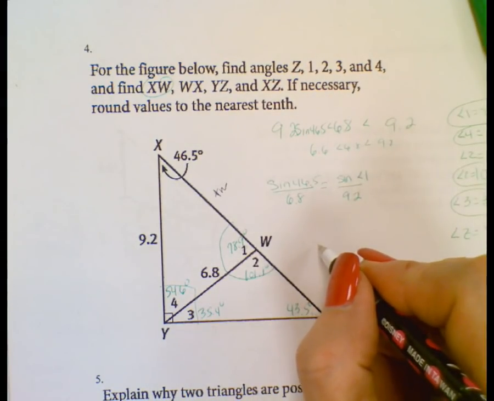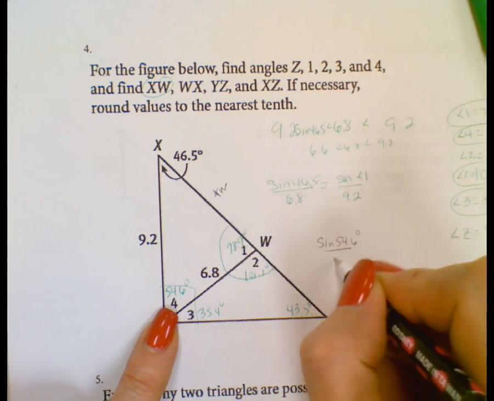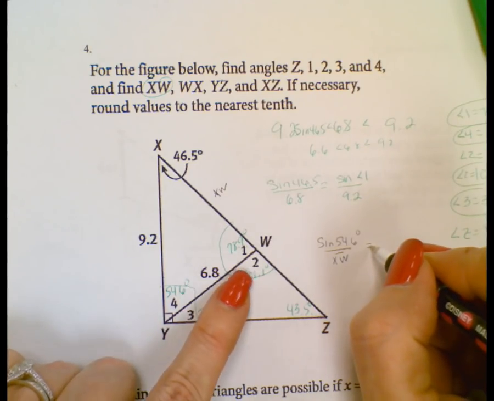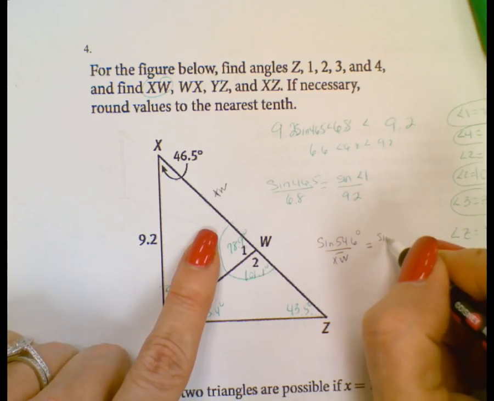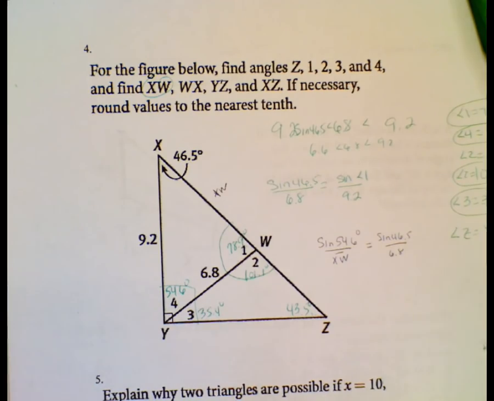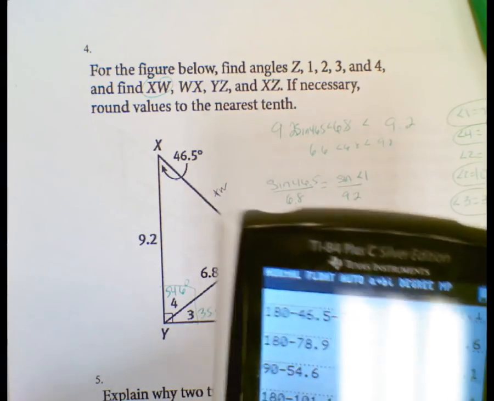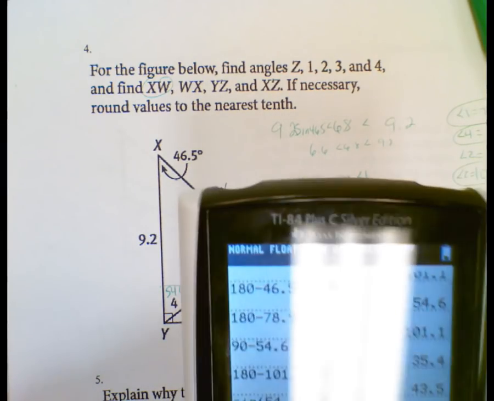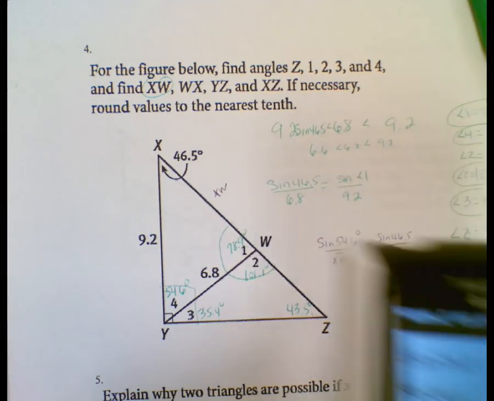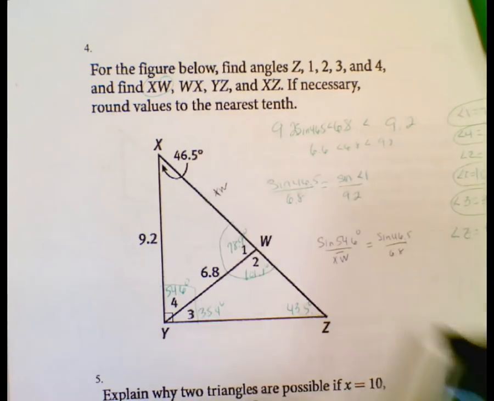So to find XW, we're going to take sine of 54.6 over side XW equals, we can do any of these. Let's do this one. Sine of 46.5 over 6.8. So we have sine of 54.6 times 6.8 equals, divided by sine of 46.5 equals that.